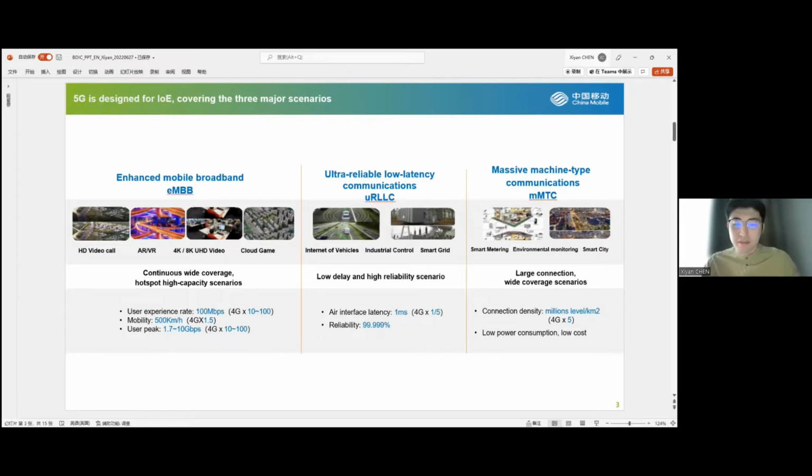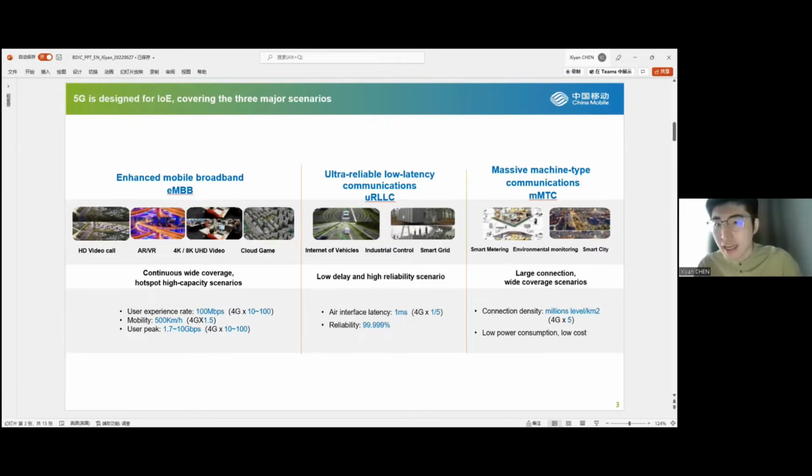The second benefit is ultra reliable low latency communications. It has 1 millisecond air interface latency, which is one fifth of 4G networks, and very high reliability. With this benefit, we can have the Internet of Vehicles, industrial control, and also the smart grid because of the low latency.